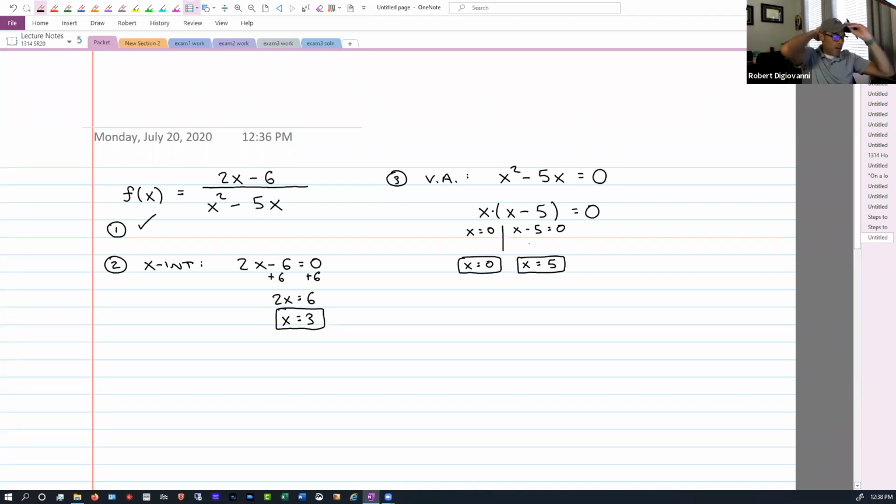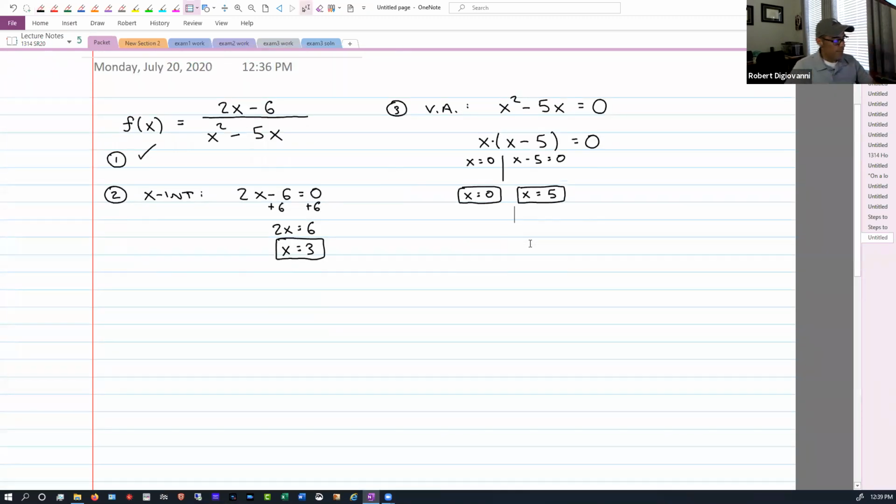What are those on my graph? 0 and 5. I have 2 answers. What are they on my graph? Your vertical asymptotes. And now I have 2 of them, don't I? It's the first time that we've seen this. We've not seen this before. We actually have 2. It's an interesting looking function. Okay, step 4.